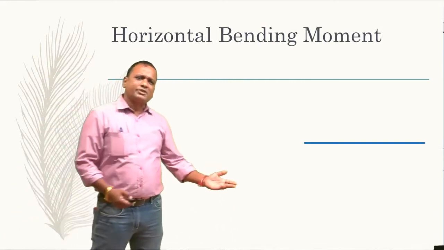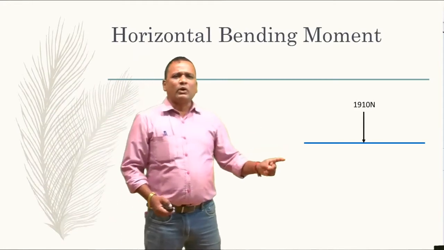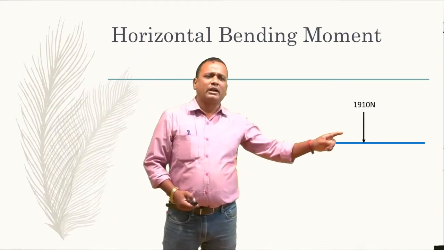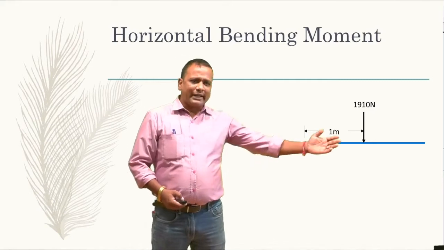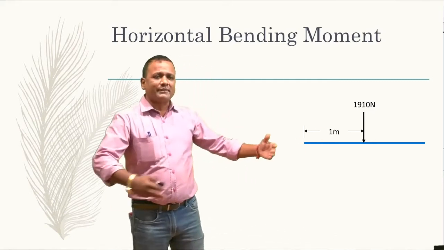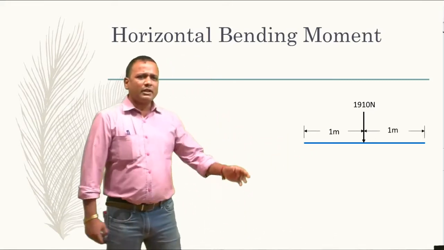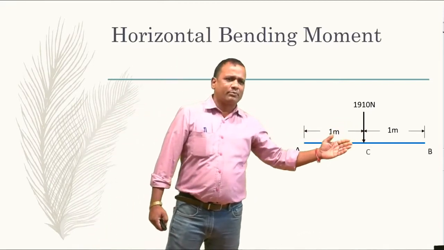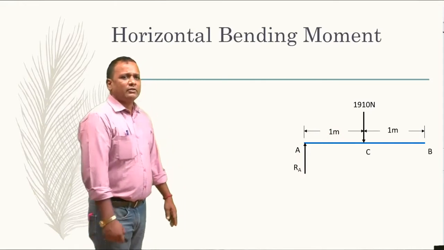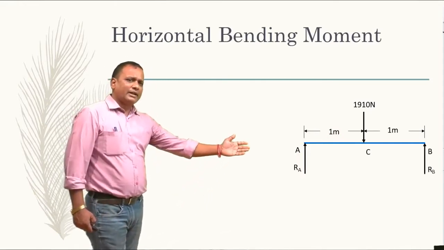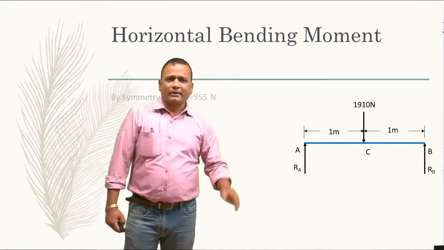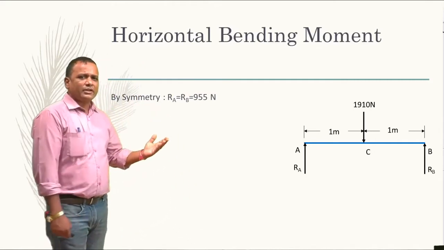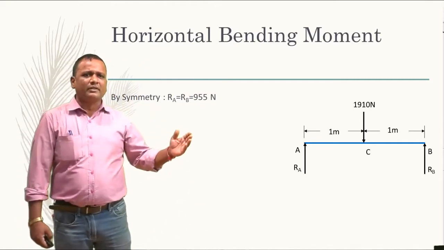We follow the same instructions that have been given to us earlier. We have only one horizontal force, that is 1910 Newton, and it acts 1 meter apart, since the whole shaft is 2 meters long. As you can see here, this point is A, another point is B, and this point is C. Now you know the reaction forces Ra and Rb at points A and B respectively. Since it's symmetric, Ra is equal to Rb, which would be 955 Newton.